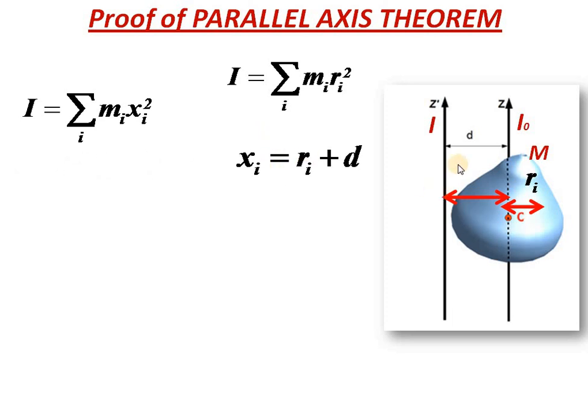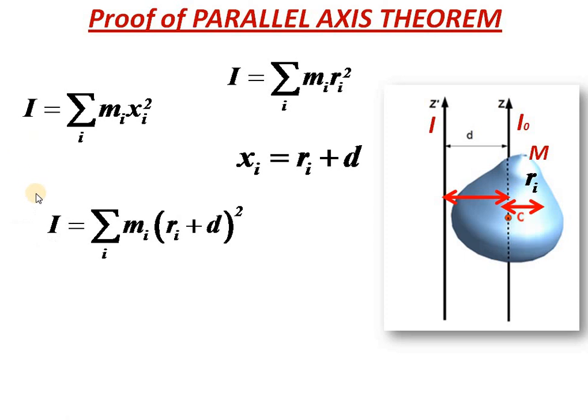And from the figure you can see that in fact x is equal to ri plus d. What is ri? The horizontal distance from the center of mass axis, and d is the distance between the two axes. That is clear from the figure. So we can remove the xi here and substitute ri plus d as shown in the figure.